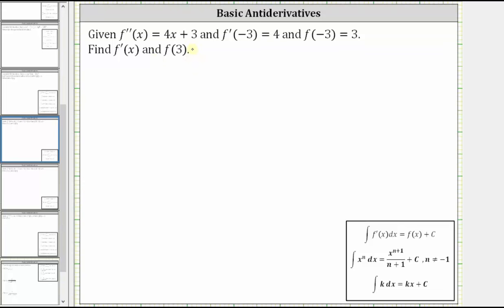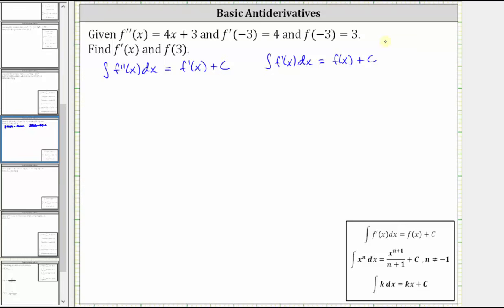Since we can think of integration as the opposite operation of differentiation, if we integrate the second derivative, we recover the first derivative plus a constant. And if we integrate the first derivative, we recover the original function plus a constant.